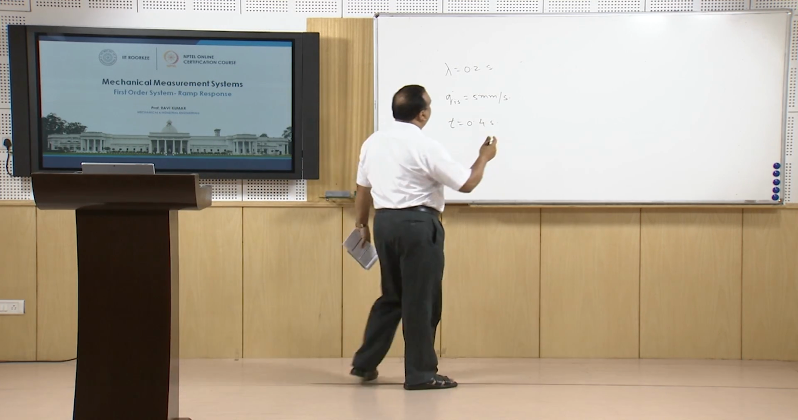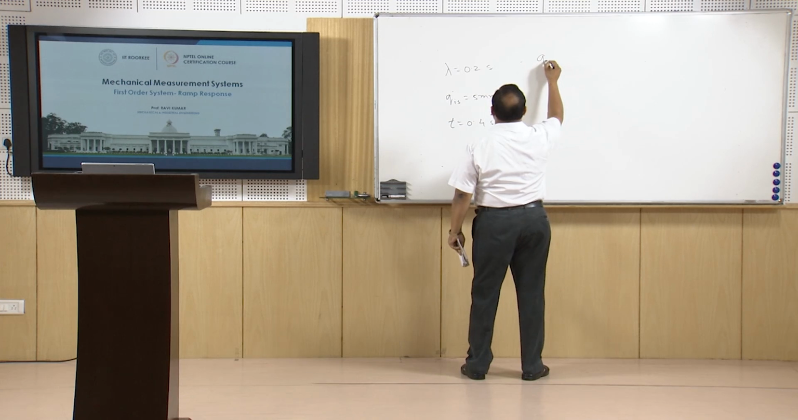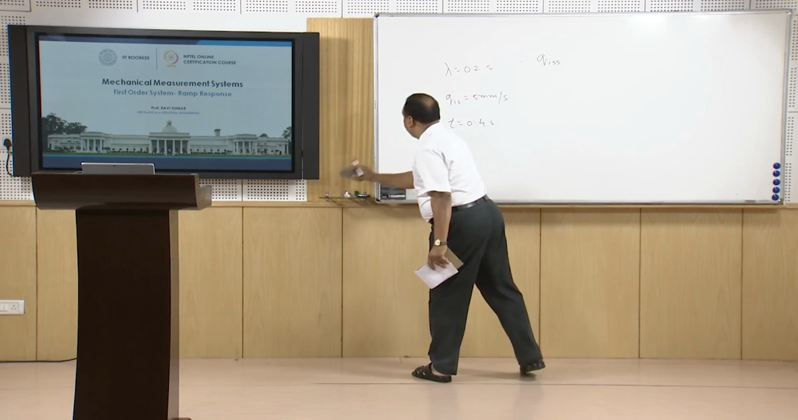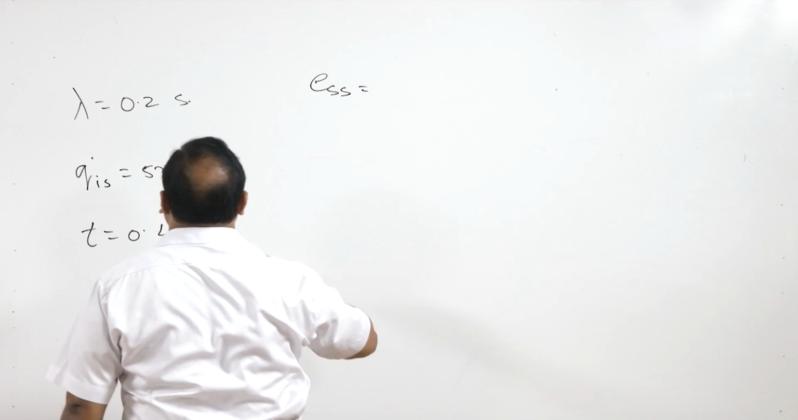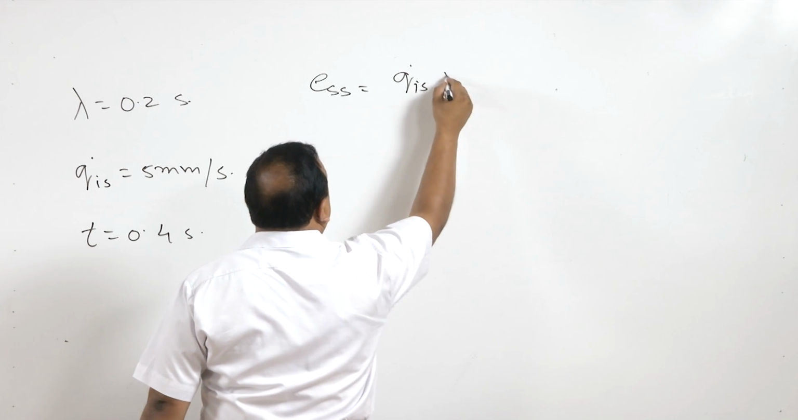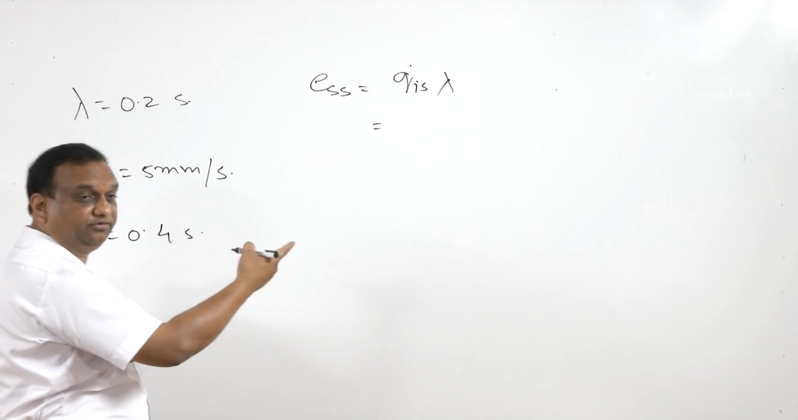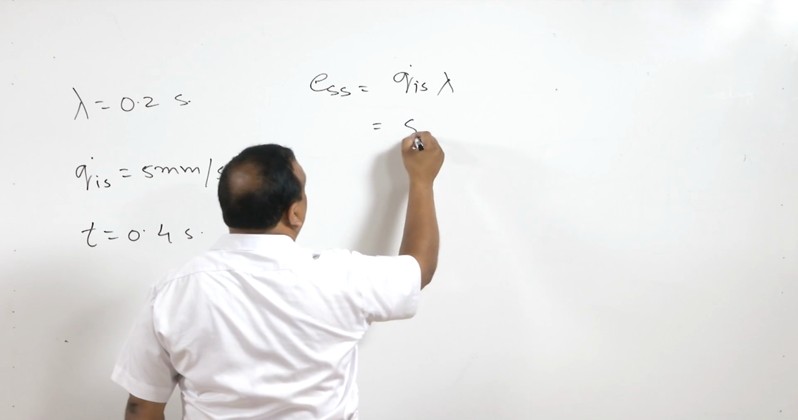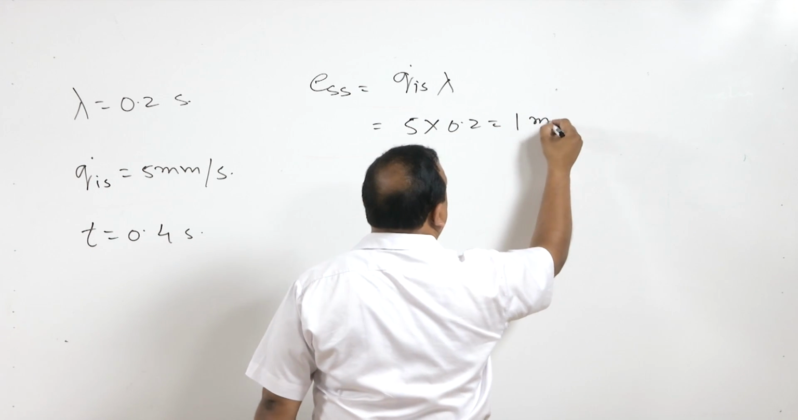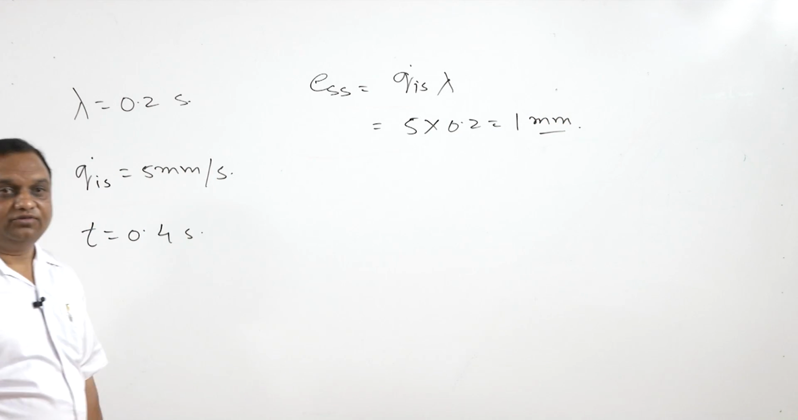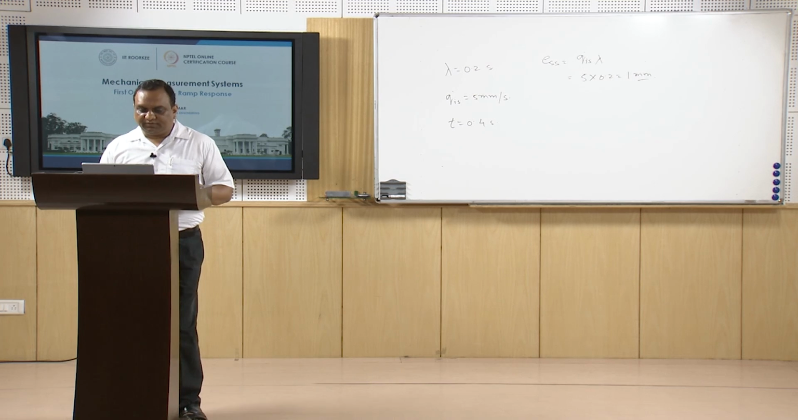So first of all let us calculate steady state error. Steady state error is QIS dot lambda, and QIS is 5 mm per second, that is the ramp slope, the rate of input. So 5 mm multiplied by time constant 0.2 is 1 mm. This is the steady state error. So this instrument will give an error of 1 millimeter for a ramp input of 5 millimeters per second.